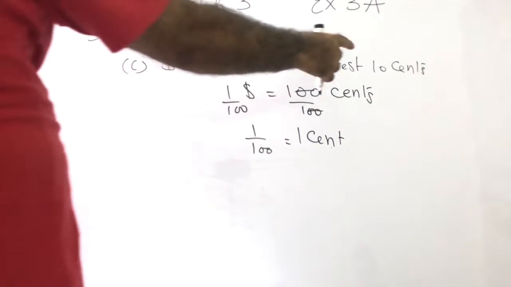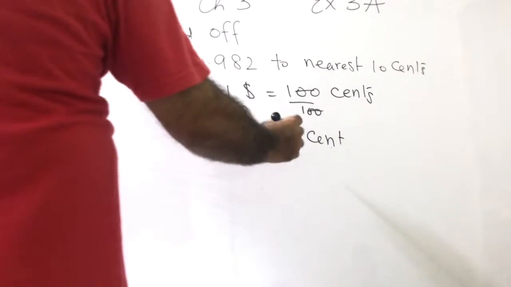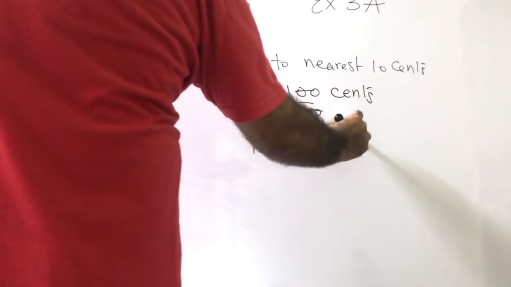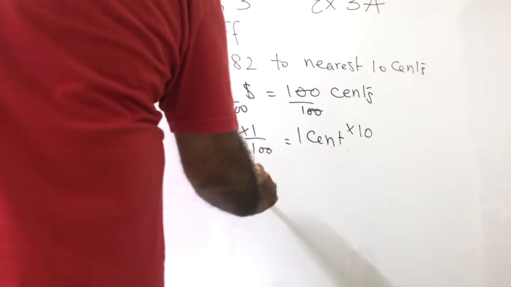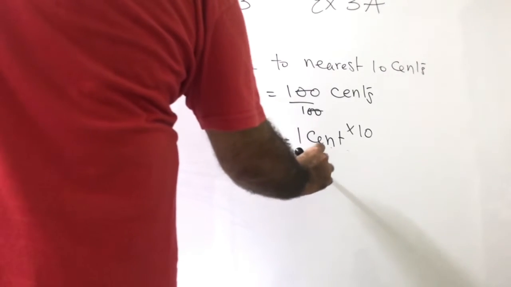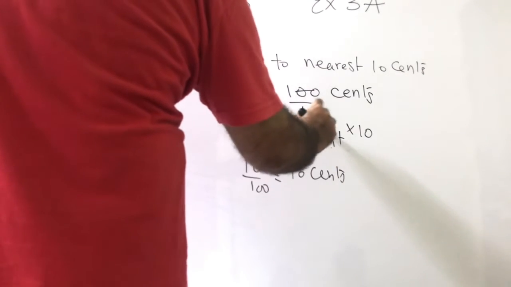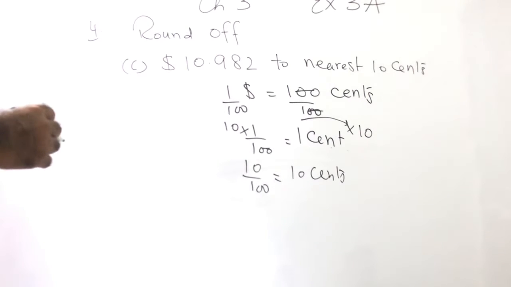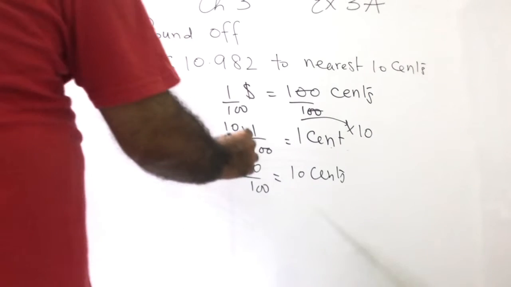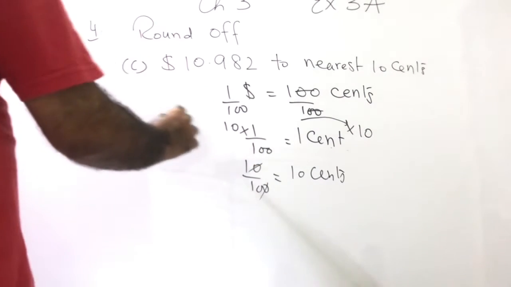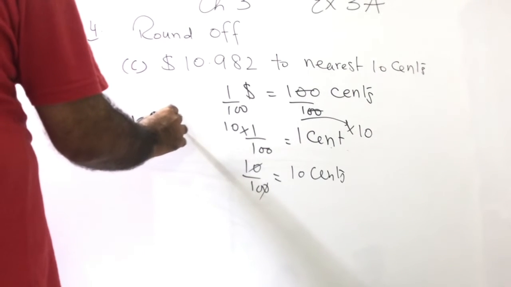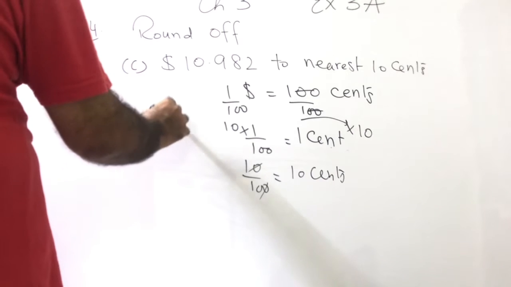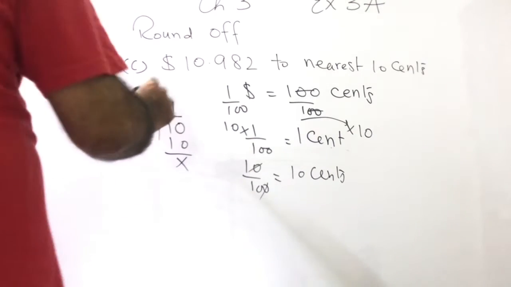Here we are talking about 10 cents, so we will multiply this by 10 and also here by 10. It becomes 10 over 100 is equal to 10 cents. So 10 cents is equal to 10 over 100. This 0 goes with this. 1 divided by 10. This is smaller. Put decimal 0. 10 ones are 10. So 0.1 is the answer.